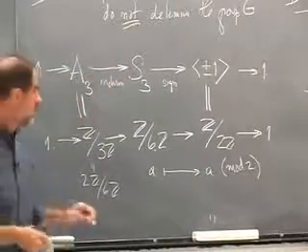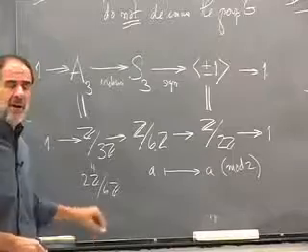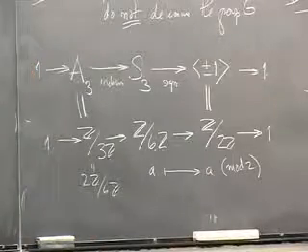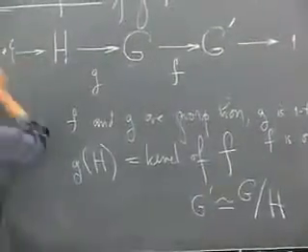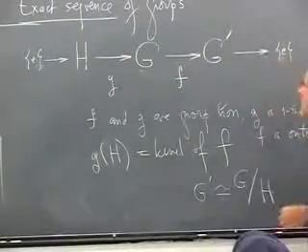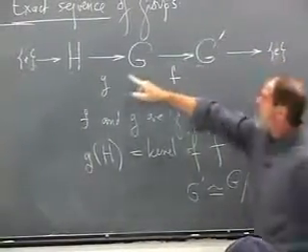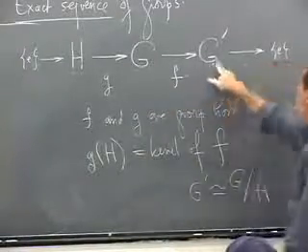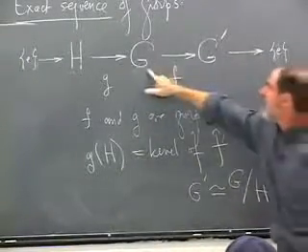Yeah? I'm not sure I understand what the ones on your end are. Those ones are just the trivial groups. Sorry, suppose I wrote it like this. What they mean to indicate in this exact sequence terminology is that this map is an inclusion and this map is onto.